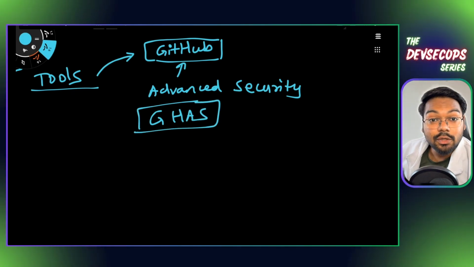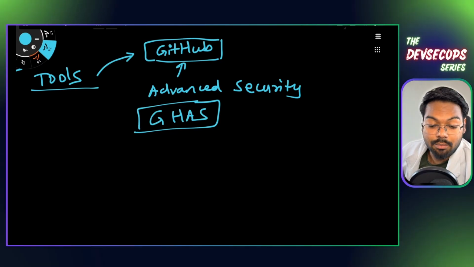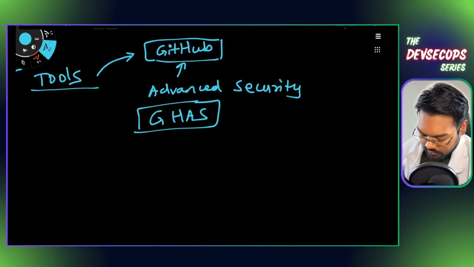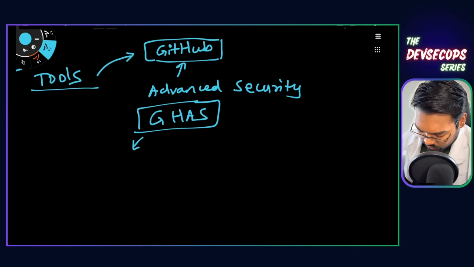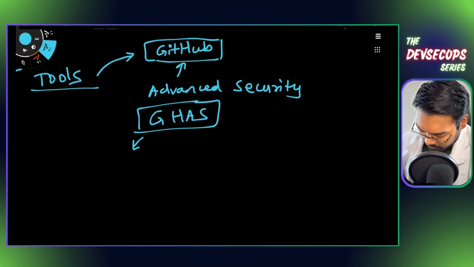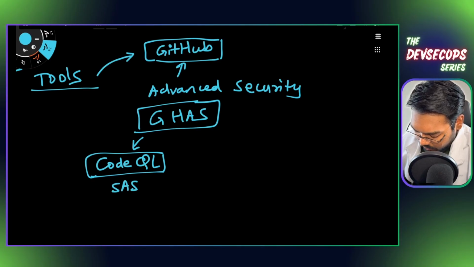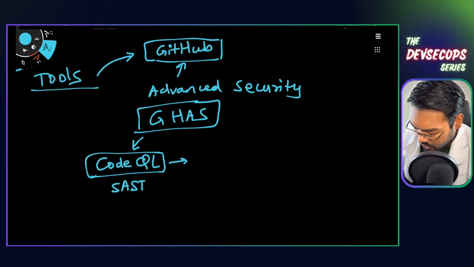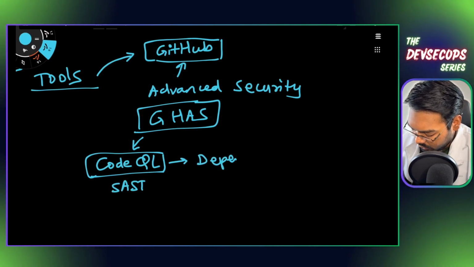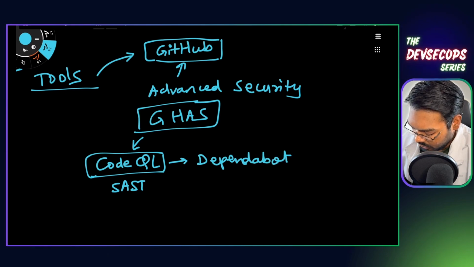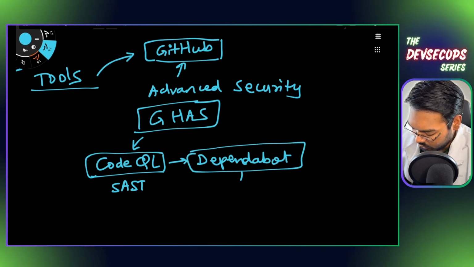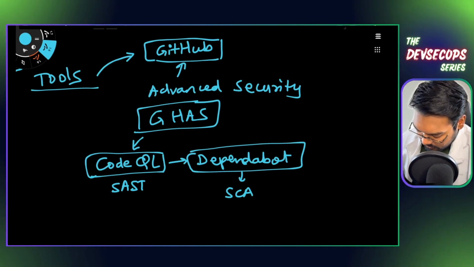So what do we get to see in this GitHub Advanced Security? There are three major things you will learn in this. The first is CodeQL, which is for SAST, static application security testing. The other one is Dependabot, which is going to be used for SCA. And the third one is secret detection.